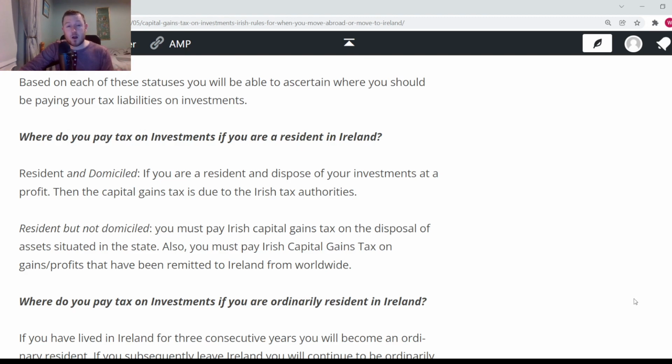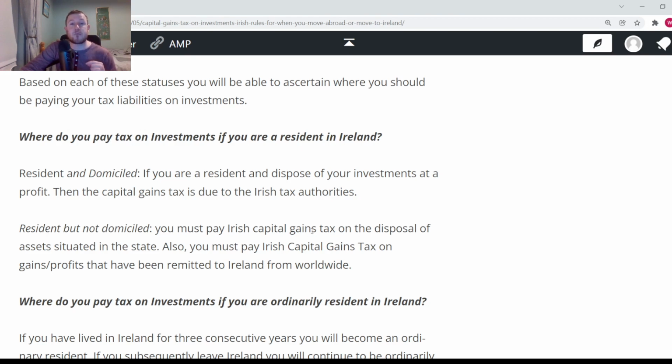So if you are a resident and domiciled, which probably most people are in Ireland, then all of your tax liabilities are due to the Irish tax authorities. Simple as that, there is no real confusion. If however you are a resident but not domiciled in the country, then you have to pay Irish capital gains tax on any disposals of assets situated in the state.